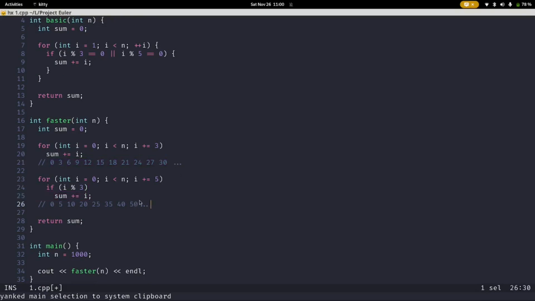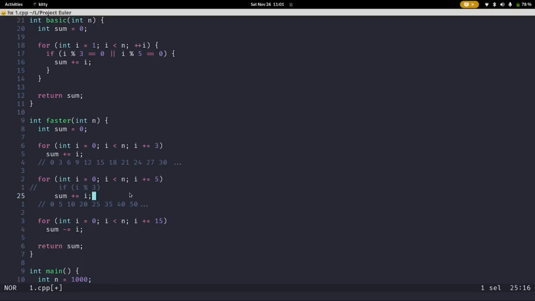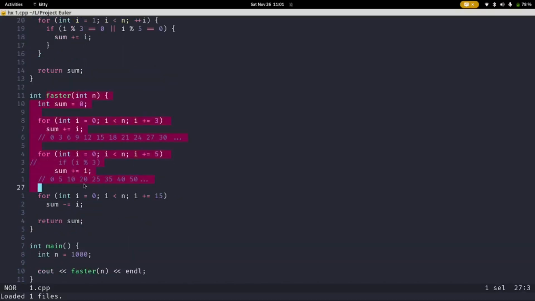We can take another approach by not doing this and instead finding all the multiples of 15, the LCM of 3 and 5. The numbers common to both series will be the multiples of 15. So we can subtract these numbers from this, and let's see if this works. It gives us the answer we're looking for, and it does. So we have made this function correct.